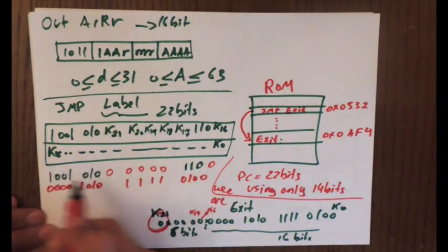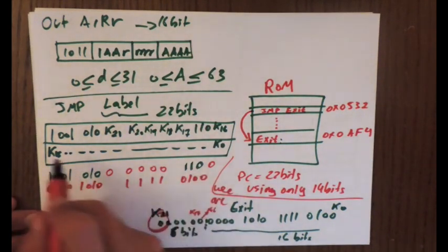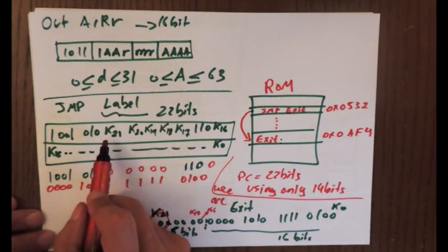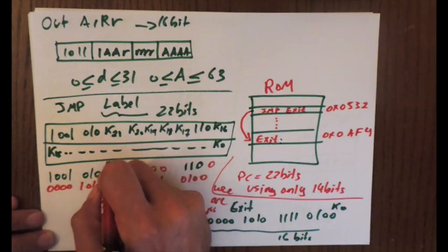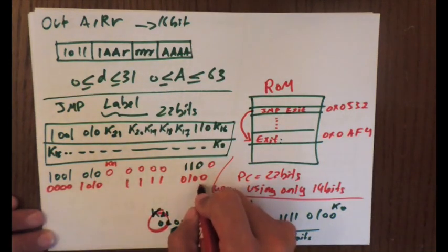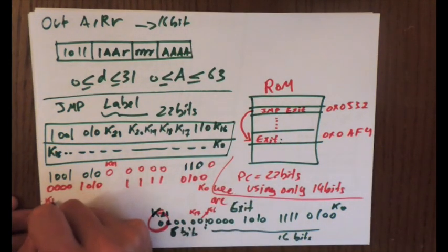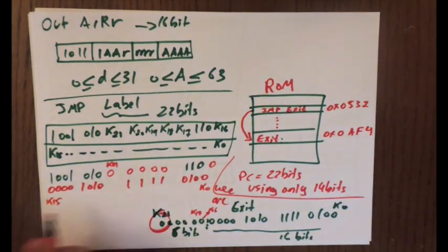We notice that the green writing is just the opcode, and then we have the address in red, and we start from K21 until we reach K0, and this is K15, which is the rest of the 16 bits.